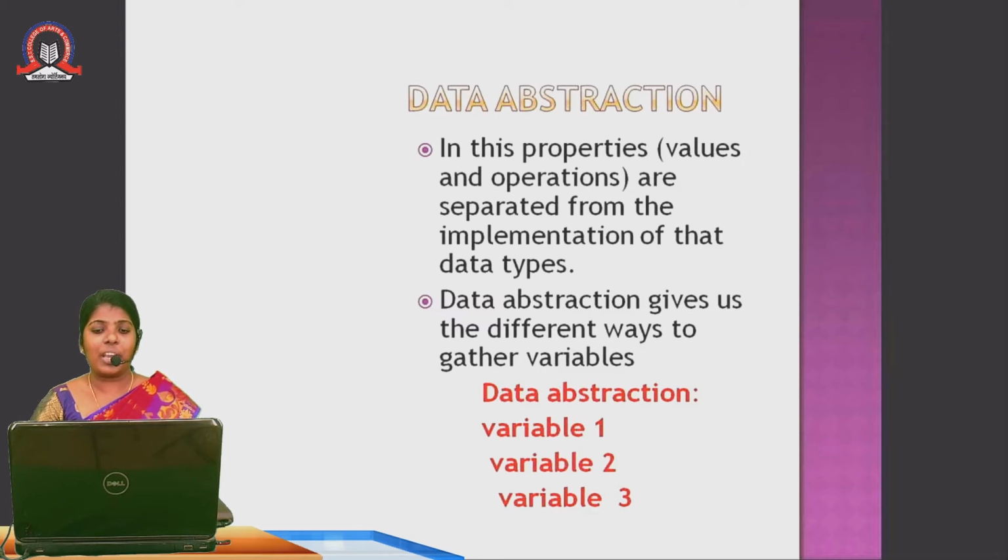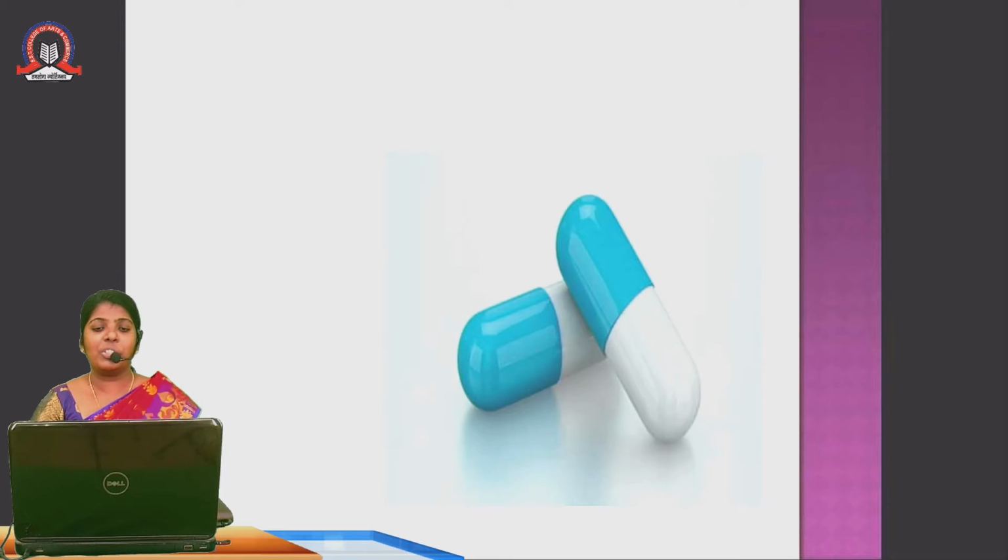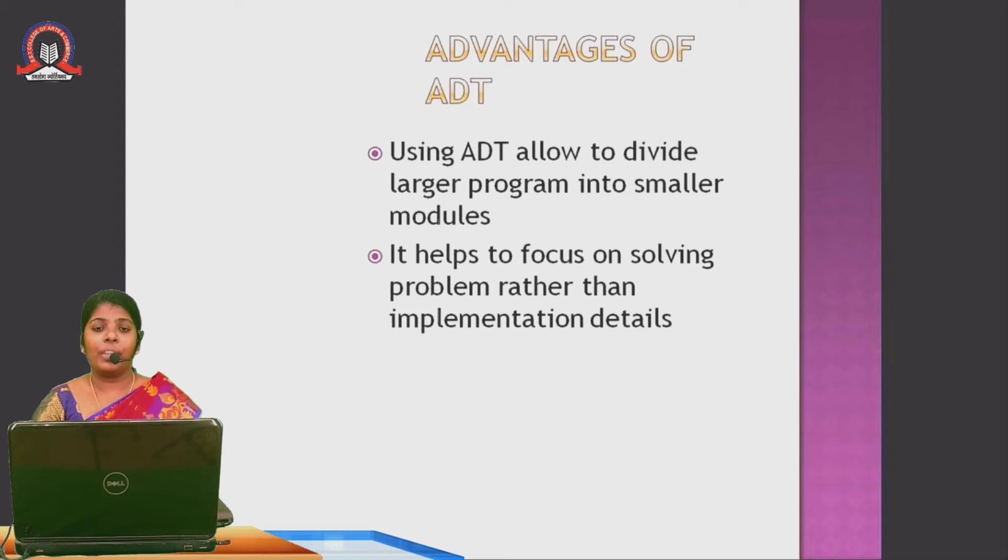So in the data abstraction, you can abstract variable 1, variable 2, variable 3. So see this picture, capsule. Only we know the outside part, capsule. But we don't know inside what are the chemicals, what are the medicines they have used. So this is the data abstraction. Advantages of abstract data type. Abstract data type is used to divide large program into smaller modules. After that, it is also used to focus on problem solving. That is the advantages of abstract data type.